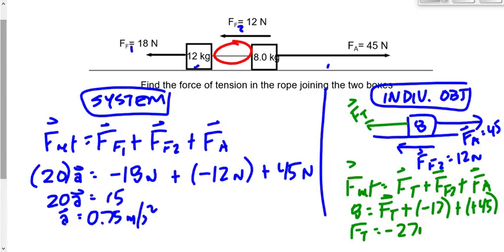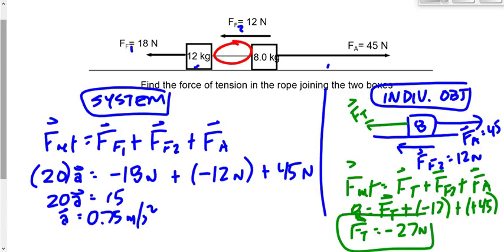Now, how many of you guys, when you calculated that tension force, analyzed the 8 kilogram object? Did you get negative 27 newtons? Or you did the 12, so you get positive 27 newtons? Okay, so remember that you're going to get the same answer either way, except that one will be a negative, one will be a positive. Negative here, because this 8 is pulled to the left by the rope. If you analyze the 12, it would be positive because that 12 is pulled to the right by the rope.